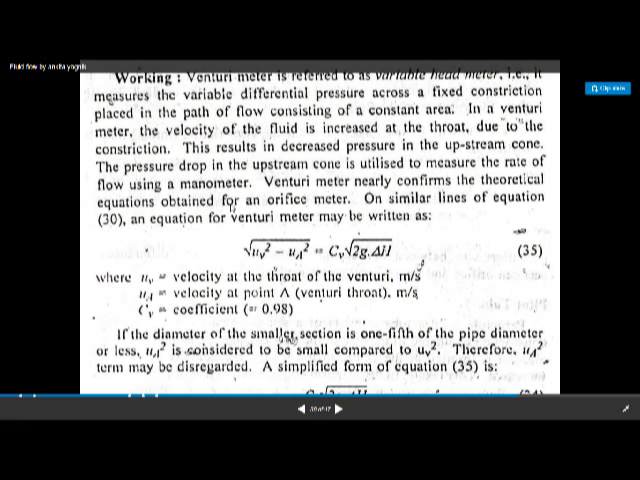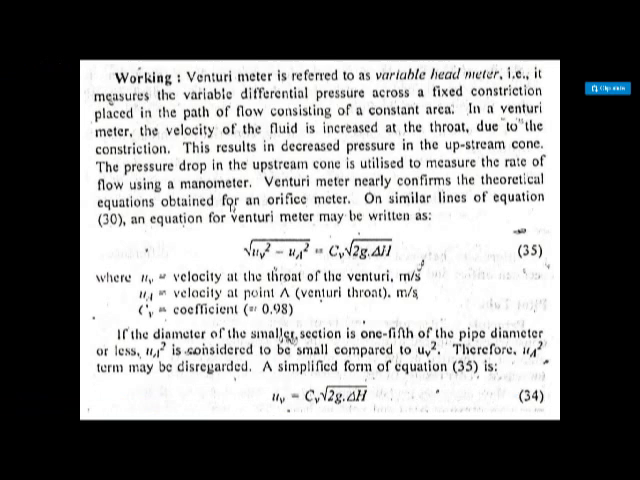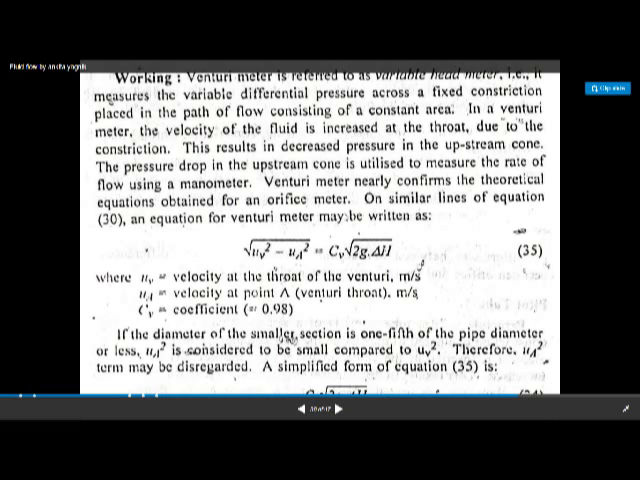This pressure drop in the upstream cone is utilized to measure the rate of flow by the manometer. ये जो pressure drop हुआ है, जिसकी वजह से there will be difference in the height in the मैनोमीटर, मैनोमीटर की लिक्विड की हाइट चेंज हो गई है, जिसकी वजह से you can easily determine the flow rate of the fluid.